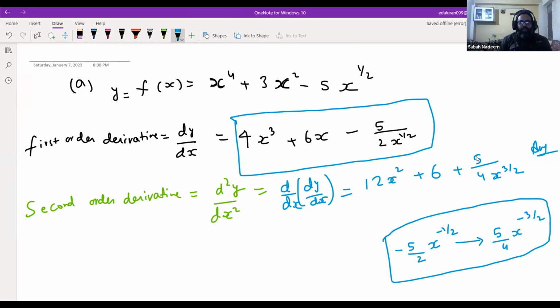You can write it. So that means you have to differentiate it, get a value, then again differentiate it, then get a value. That is the second order. If it is third order, that means you will again differentiate what you have got here. That will be a third order.